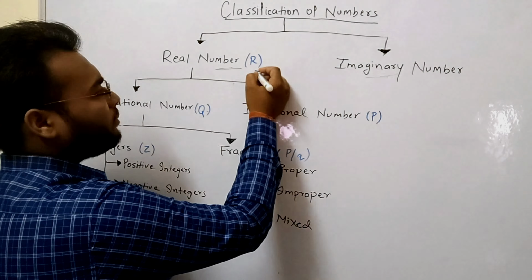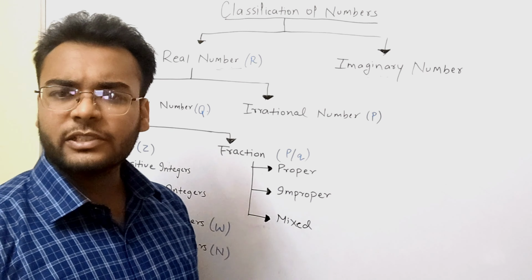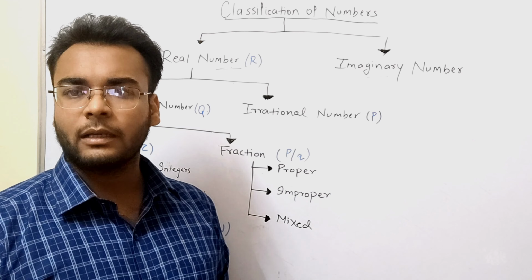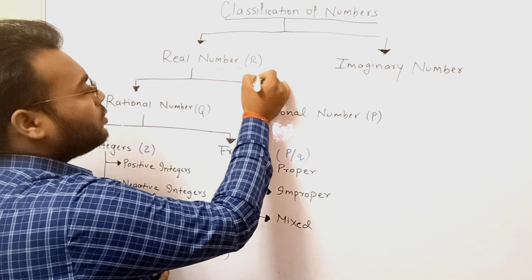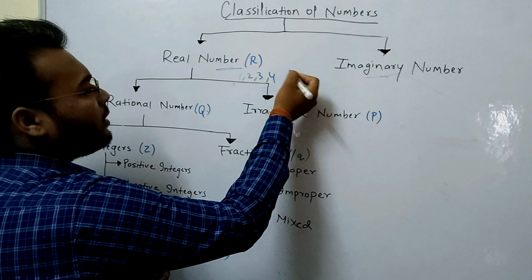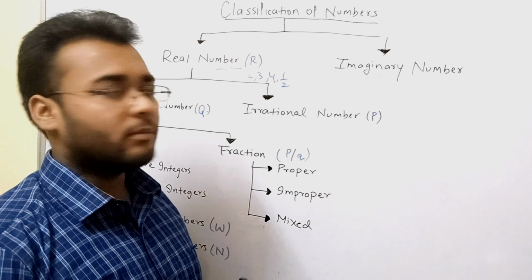Like any number we can take, any positive integer, negative integer, fraction or decimal, all the numbers are called real numbers. Like 1, 2, 3, 4, 1 by 2. These all are real numbers.